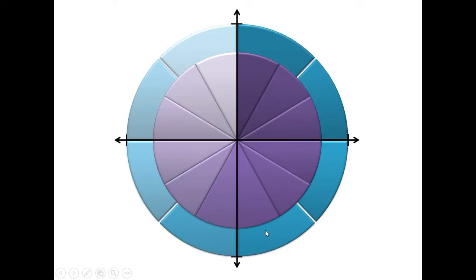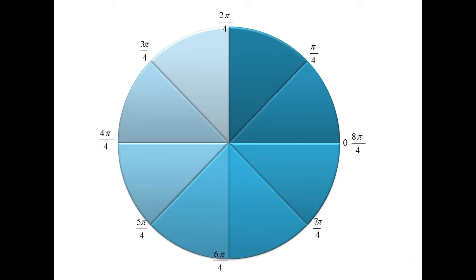The unit circle is a circle with radius 1 and center at the origin, and is represented by the equation x squared plus y squared equals 1. We have many points of interest in the unit circle.